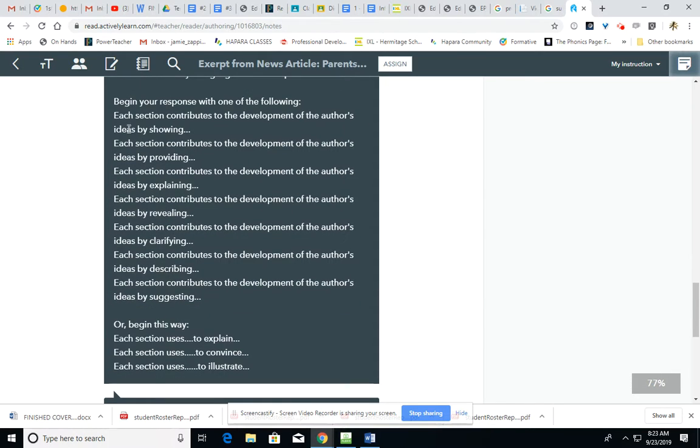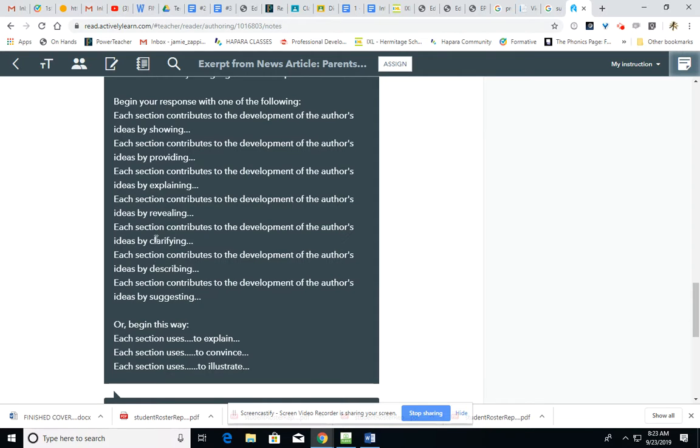I want you to begin the wording of your answer in this section with one of the following. You could begin with, the section contributes to the author's ideas by showing, by providing, by explaining something, by revealing something, by clarifying something, by describing something, or by suggesting something.